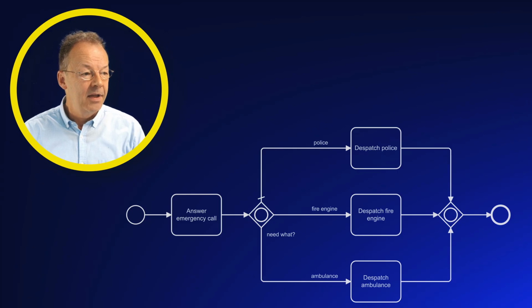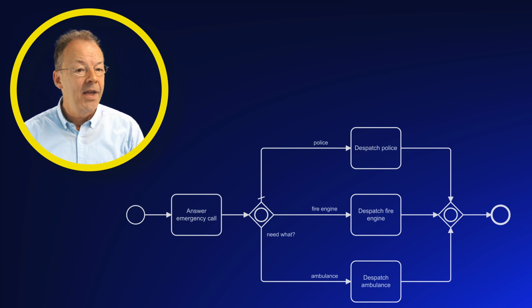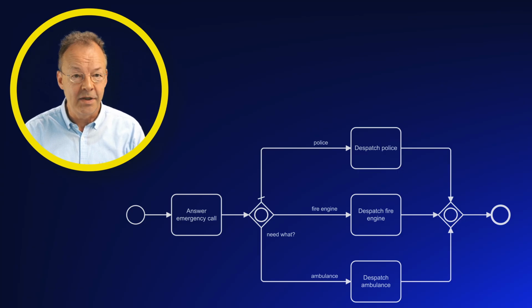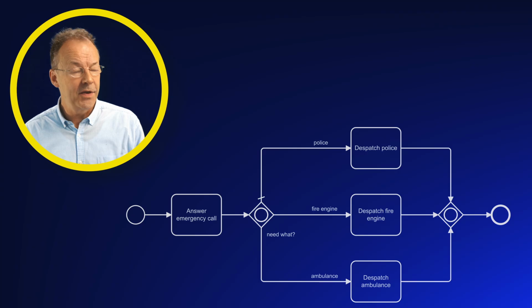And it makes perfect sense to look at what kind of combination of vehicles is necessary, and that in the case that we do not need a fire engine and don't need an ambulance, we dispatch a police car. But what does the BPMN specification say?